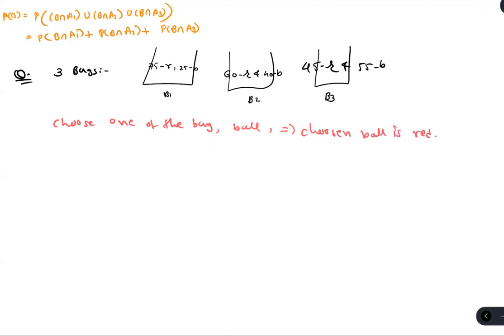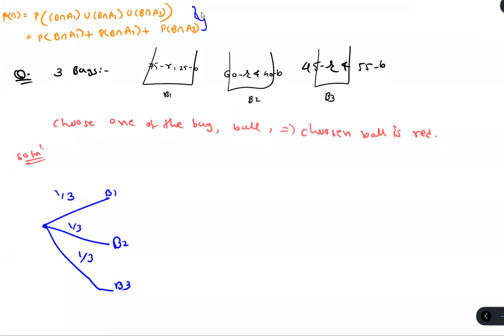So this is our solution. If you know the solution, you can write it in the comment. You can write the method. This is for the total probability. So for selecting the bag, we have three options. We can select either of B1, B2, B3, and for all we can use 1 by 3 probability. In B1, getting a red ball or getting a blue. B2, same, red blue. B3 also red blue.